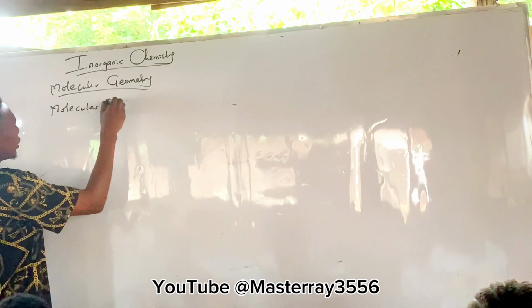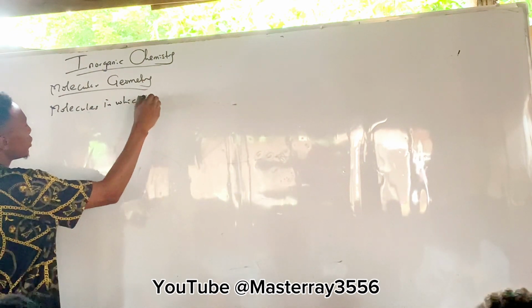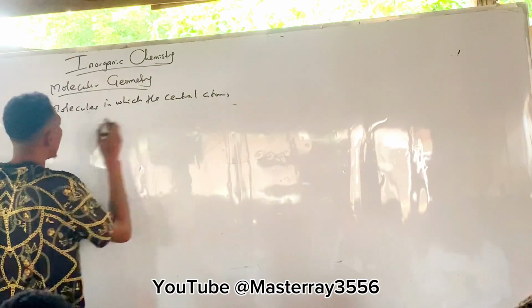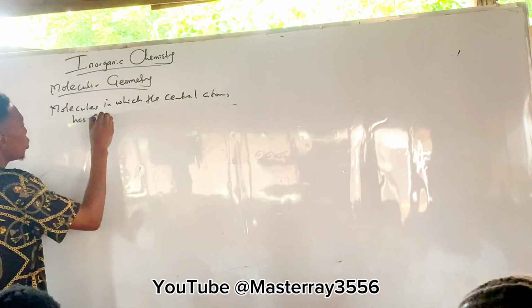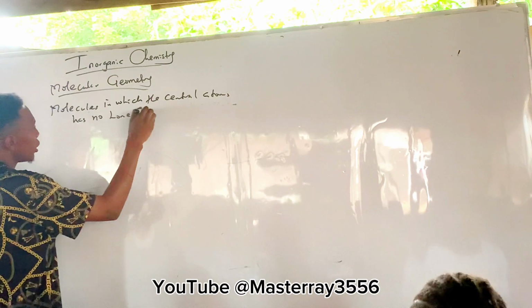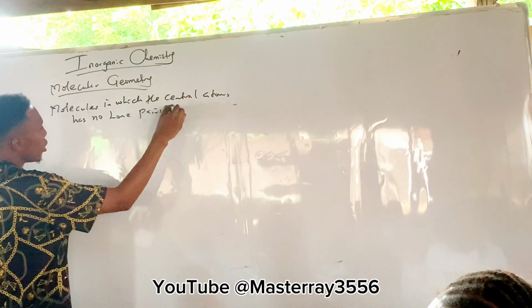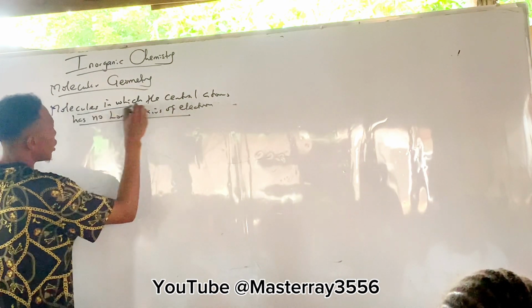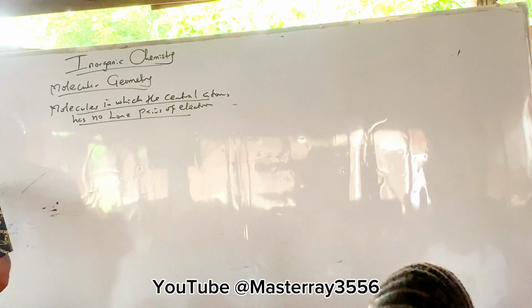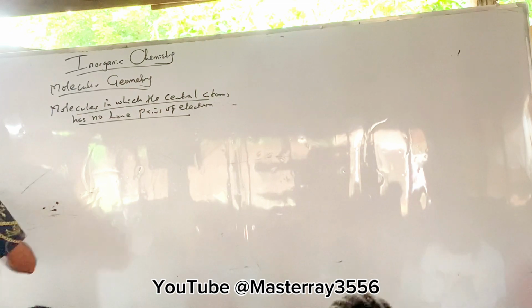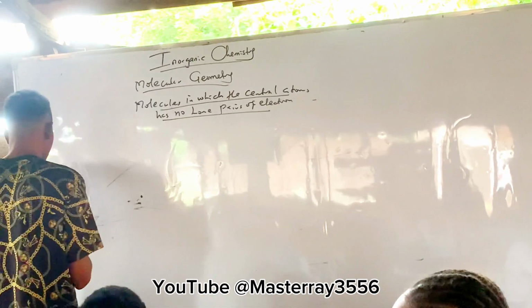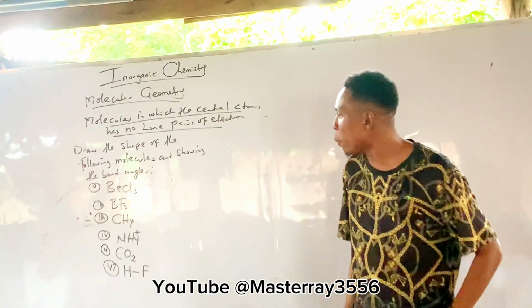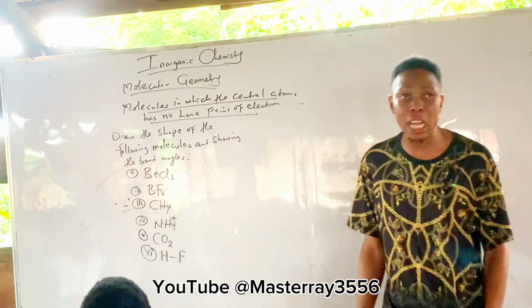Molecules in which the central atom has no lone pair of electrons. Draw the shape of the following molecule showing the bond angles.